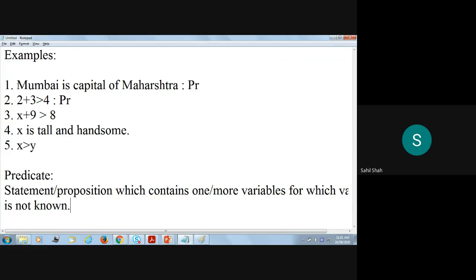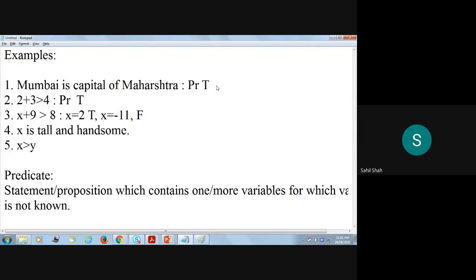Can we determine a truth value for the first statement? Mumbai is the capital of Maharashtra. Yes. What is the truth value? It is true. Truth value of the second, 2 plus 3 is greater than 2? True. But I cannot determine the truth value for statement number 3, statement number 4 and statement number 5 because I am not sure what the values of x or x and y are in these cases. So for instance, if I put a value of x as, let us say, 2, I am getting a result as true. If I put the value of x here as, let us say, minus 11, then I am getting my result as false, because based on the values of x, the truth value is inferred.